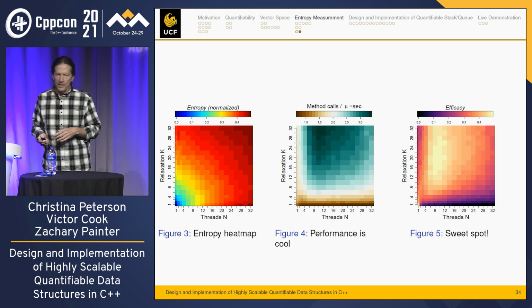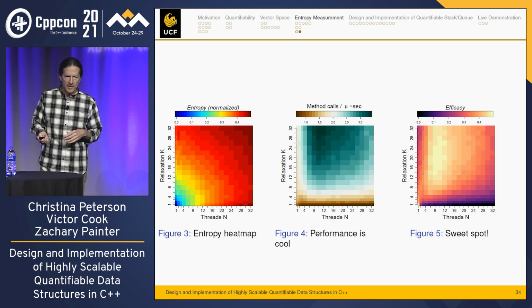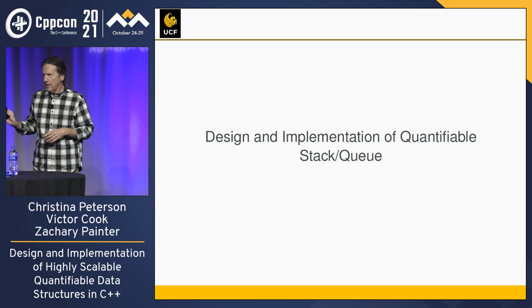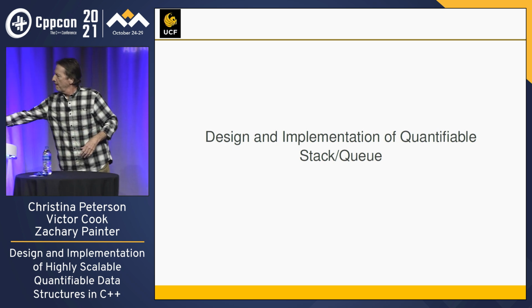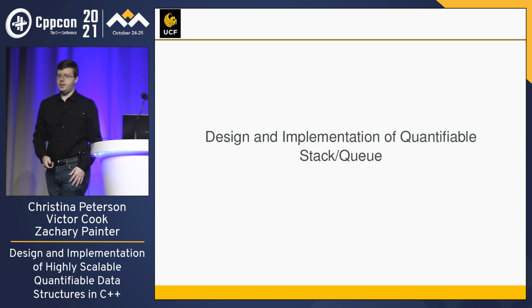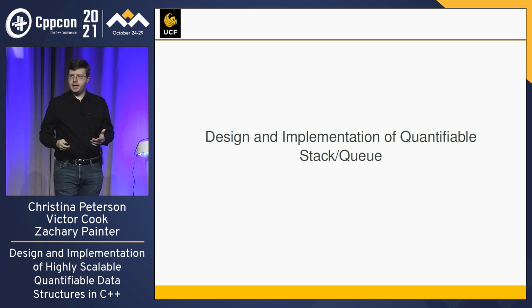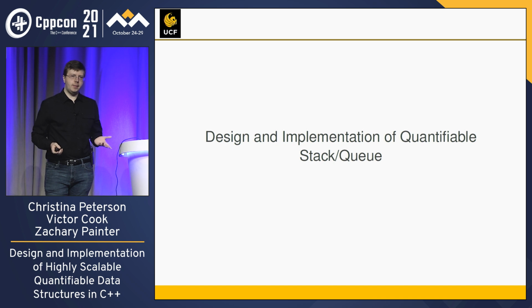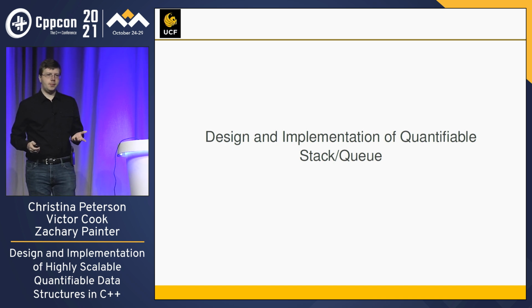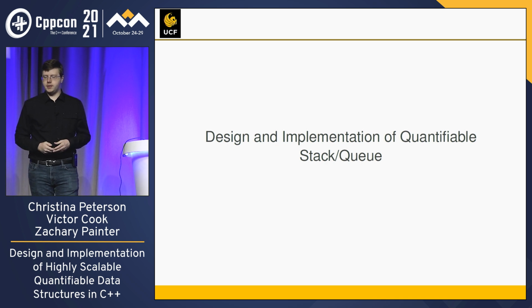And so with that, I'm going to hand it over to Zach, and he's going to tell you exactly how we did this. Thank you, Victor. So I'm going to talk about actually designing some of these quantifiable data structures and some of the design decisions we made, and we're going to go into some of these engineering trade-offs that we're able to make while working with this correctness condition.